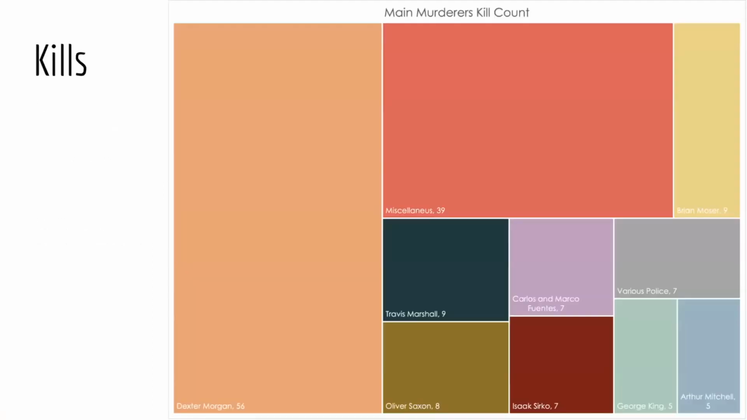So this is another tree map of who commits all of the murders. Obviously Dexter commits the most with 56. Brian Moser, the Ice Truck Killer, commits 9. George King, the Skinner, commits 5. Arthur Mitchell, the Trinity Killer, commits 5. Carlos and Marco Fuentes commit 7. Travis Marshall 9, Isaac Sirko 7, and Oliver Saxon 8. Various police, including Deb, Quinn, and Doakes, commit 7. All the other miscellaneous killers commit 39 murders.